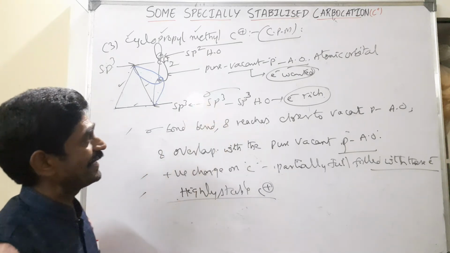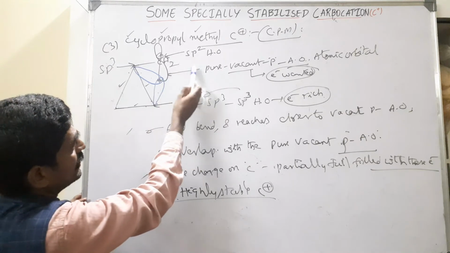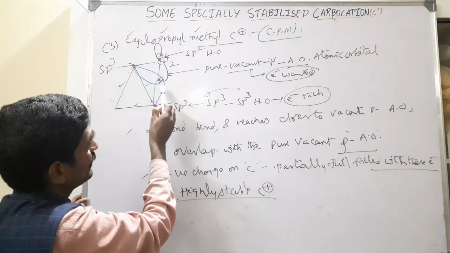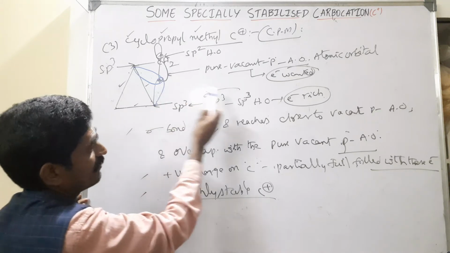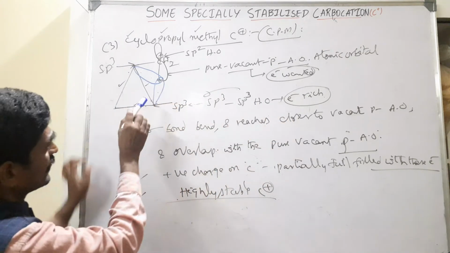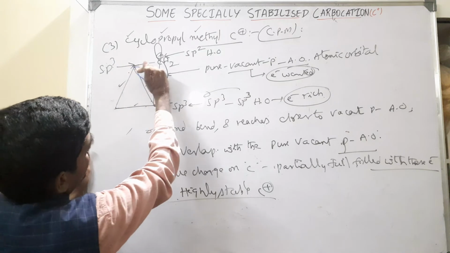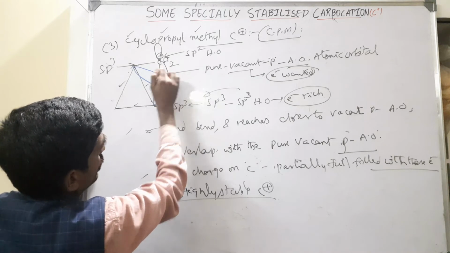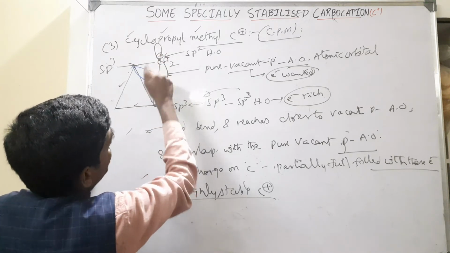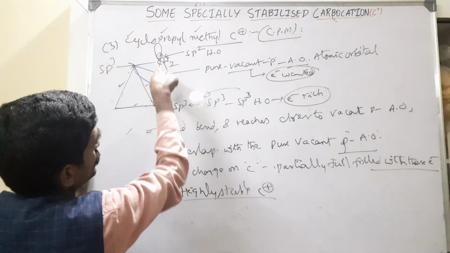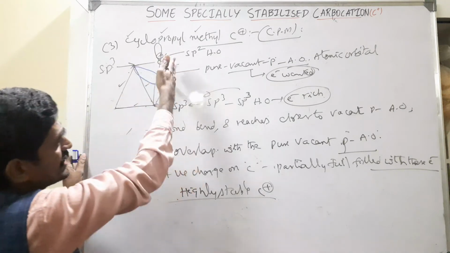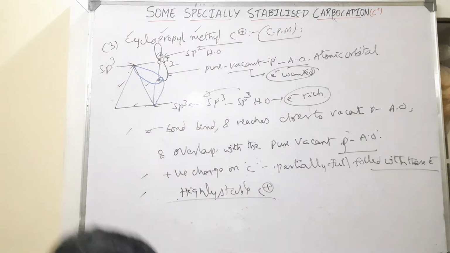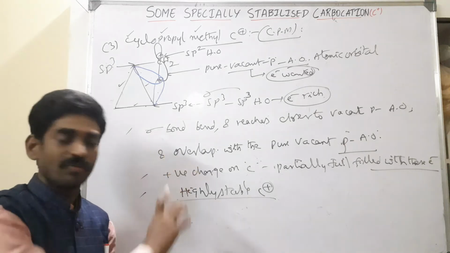Is it clear? Here this is a pure vacant p atomic orbital, and this is an sp3 hybrid orbital. This atomic orbital is vacant, and this hybrid orbital is filled, electron rich. So it bends from here like this, reaches closer to the vacant p orbital and overlaps with that, giving electrons to it. Then the positive charge is partially fulfilled, and it readily stabilizes. So that's why it is actually a stable carbocation. Is it clear? Can I erase it now? Fine. Next one.